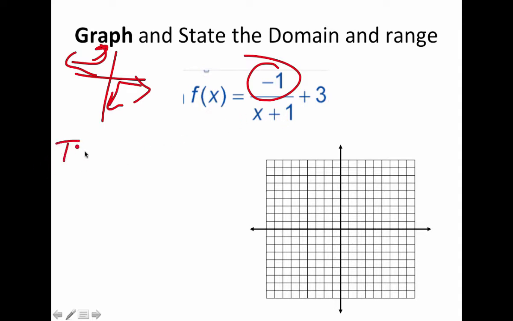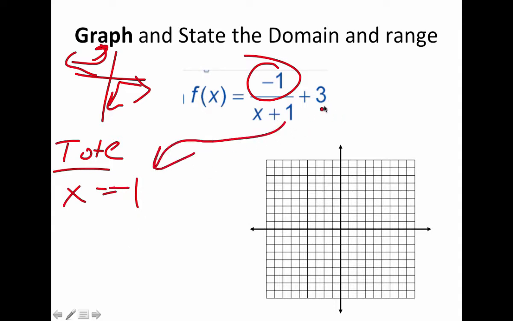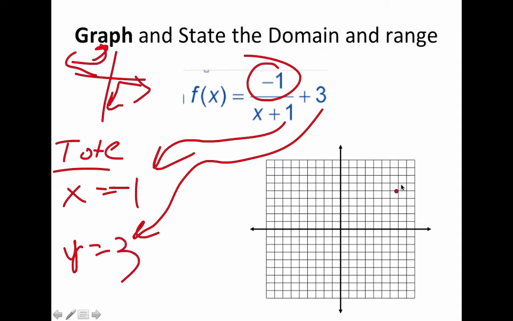I'm going to get an asymptote at x equals negative 1. That comes right out of there. And I'm going to get an asymptote at y equals 3. So I'm going to go to where x is negative 1 and y equals 3. And I'm going to think about the fact that I'm going to be up here and over here.